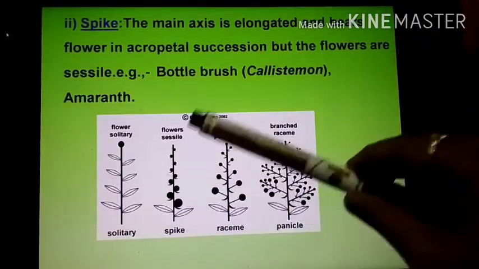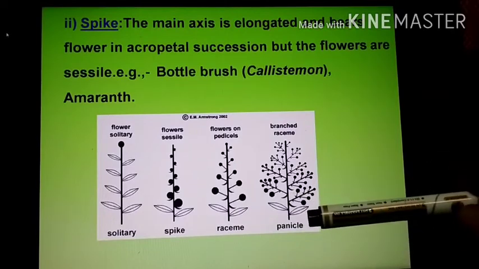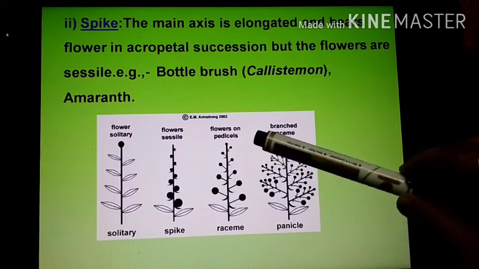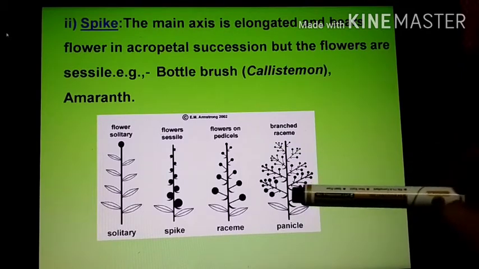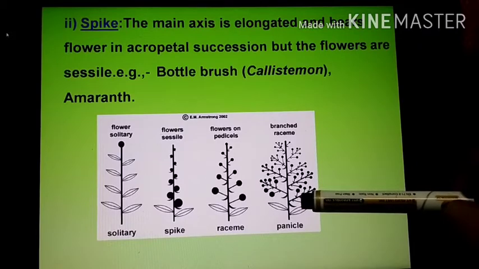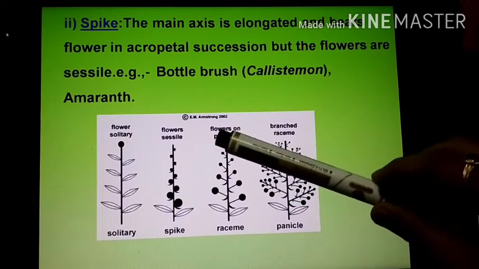Now you can see this is the raceme and this is called the panicle, as you have just now seen, without any branches on the main axis, but it is having branches on the peduncle on which the stalked flowers are borne. Okay, now we are coming down to the spike.